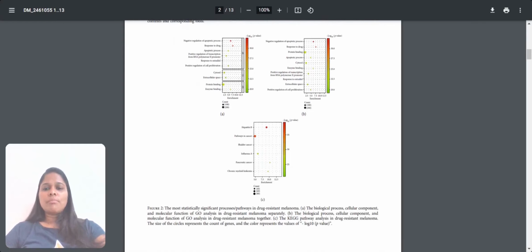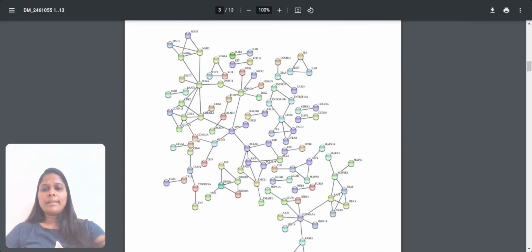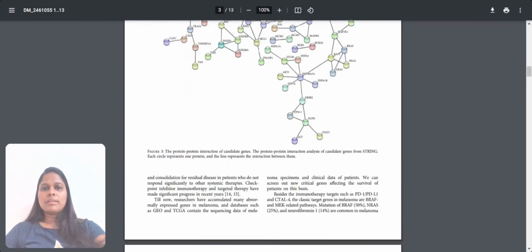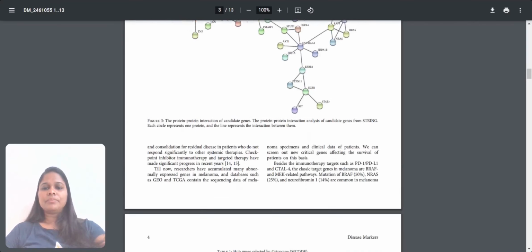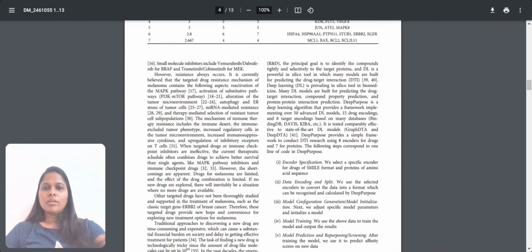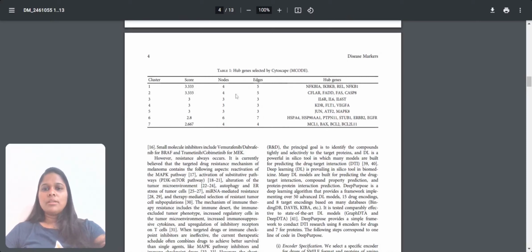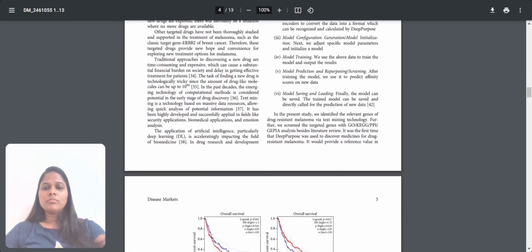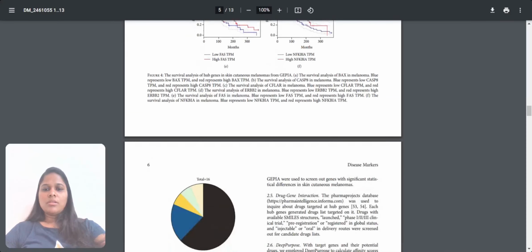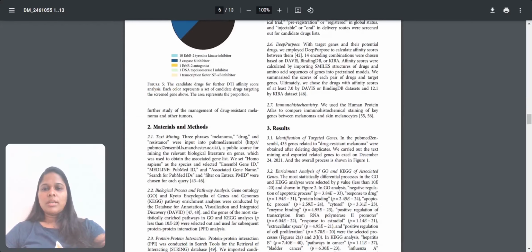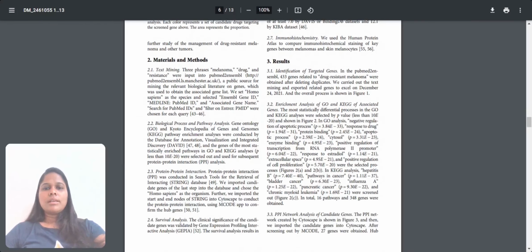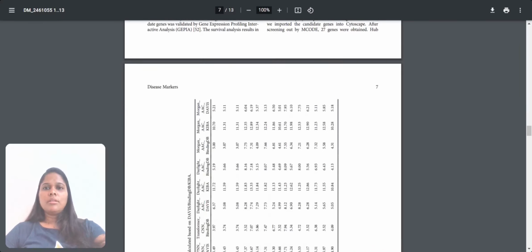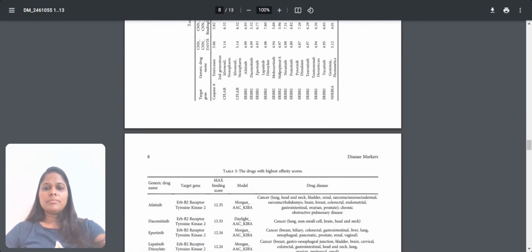So this was about the article. These are the disease markers, the hub genes which were selected by Cytoscape and encode. And yes, these are the results under this article.